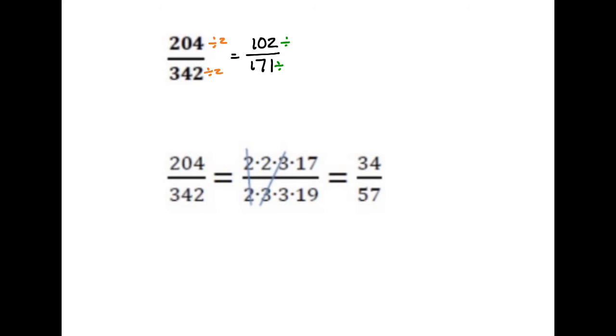I'm going to divide top and bottom by 3 now. Okay, and if you cannot do this part in your head, do that off to the side. Okay, so 102 divided by 3 gives you 34. And 171 divided by 3 gives you 57.